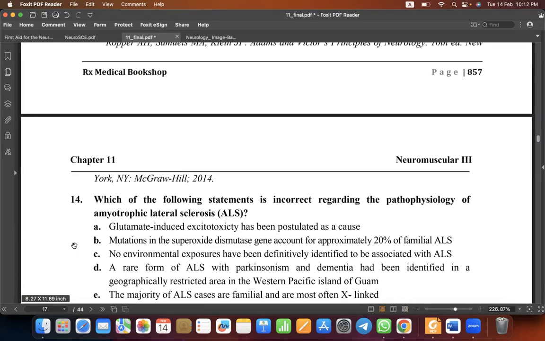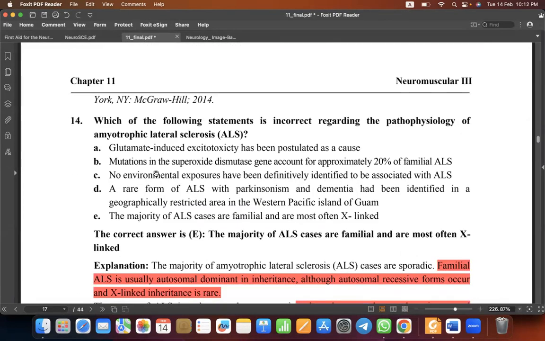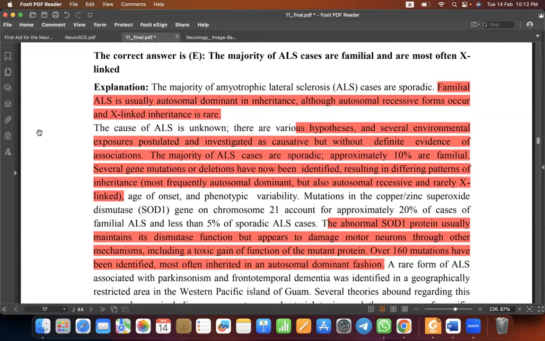Most of the familial majority is absolutely wrong. As we can see, in more than approximately 80% of cases, they are sporadic. So the majority of ALS is absolutely sporadic. The familial ALS are autosomal dominant, as I discussed earlier. X-linked inheritance is quite rare in amyotrophic lateral sclerosis.